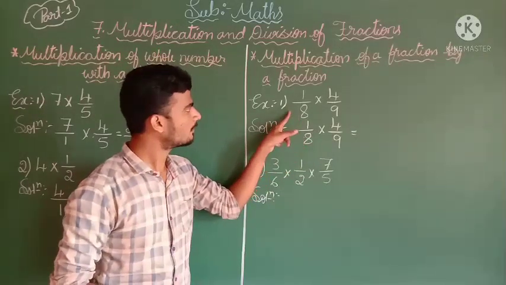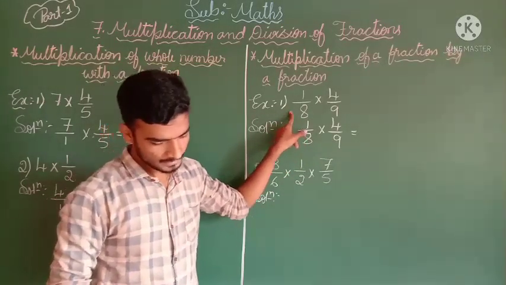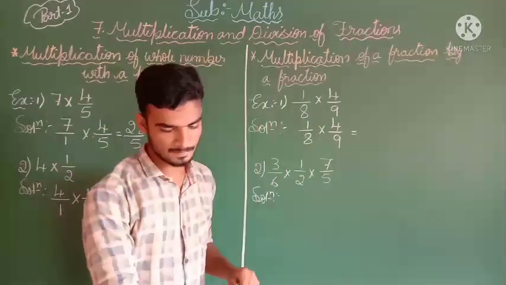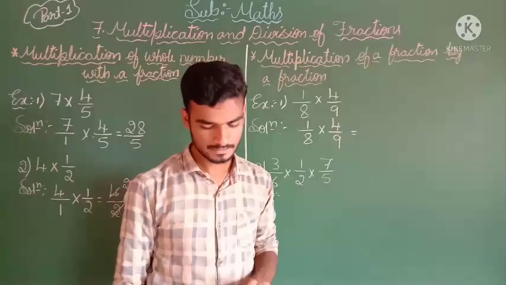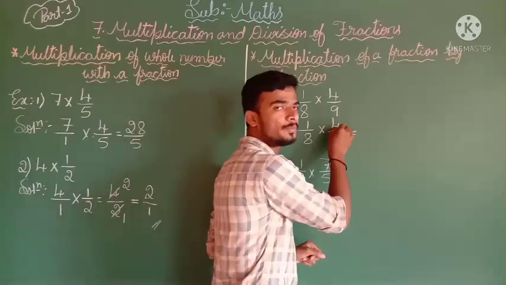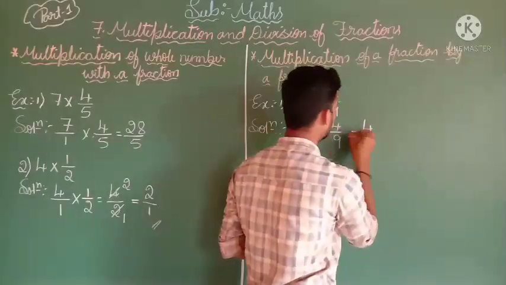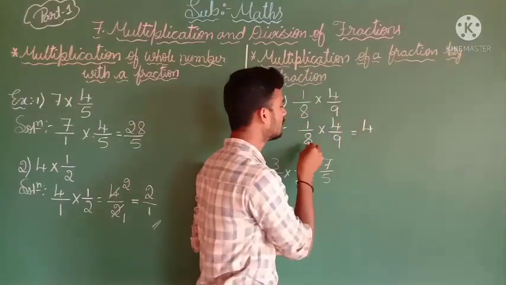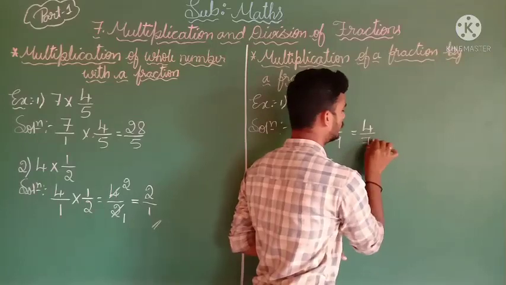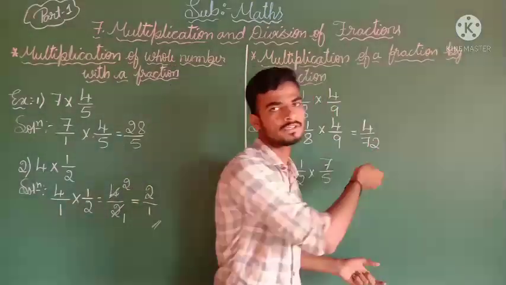Here, this is a problem I have taken from your exercise itself, in exercise 7.1, multiply 1 by 8 into 4 by 9. Now if you multiply the numerators, the product we get is 4: 1 4s are 4. Then 8 9s are 72. Then this can be reduced to the lowest term.